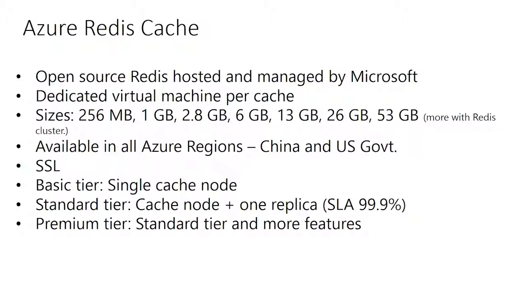Caches are available in different sizes, so you can create from 256 megs to 53 gigs. And now with the more recent enhancements with Redis cluster being offered, you can create caches of size up to 530 gigs and even more available on request. Redis is available in all regions in Azure. More recently, we've also offered Redis in China and US government, and we'll keep offering it in other regions as and when they come. So Redis is available globally in Azure.